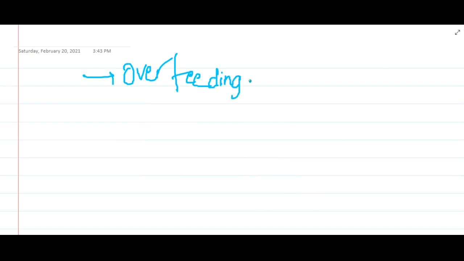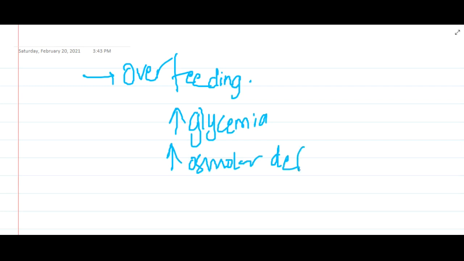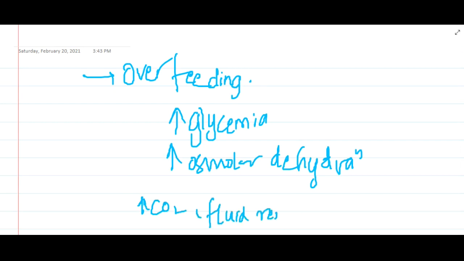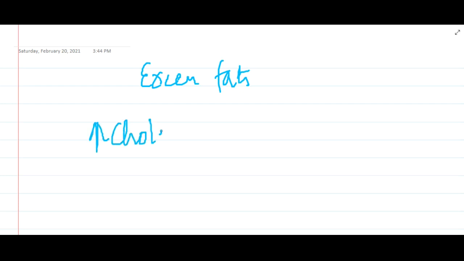That means if we give excess total parenteral nutrition, then this can lead to hyperglycemia. It can cause hyperosmolar dehydration because of increased electrolytes. It can cause hypercapnia, fluid retention can occur, and it can result in dyselectrolytemia. Then if we give excess fats, then obviously there will be hypercholesterolemia and hypertriglyceridemia, and this also increases the risk of hypersensitivity reactions.